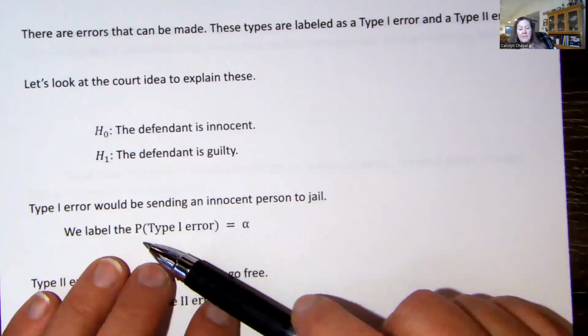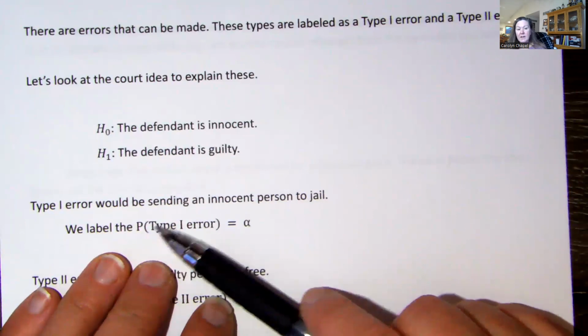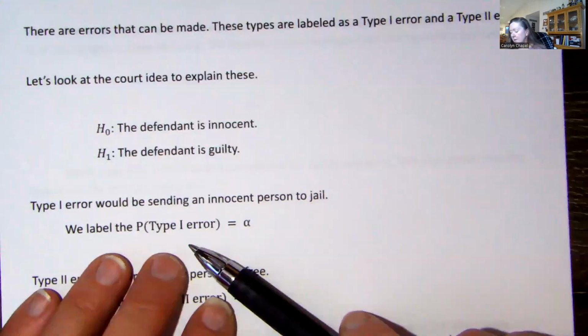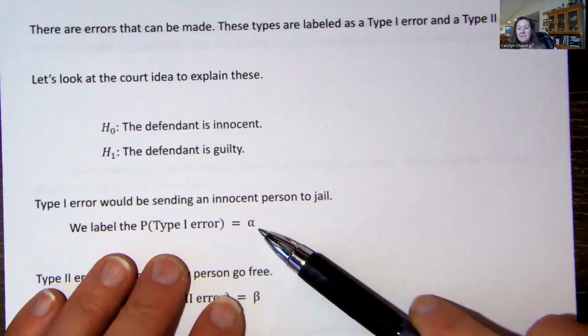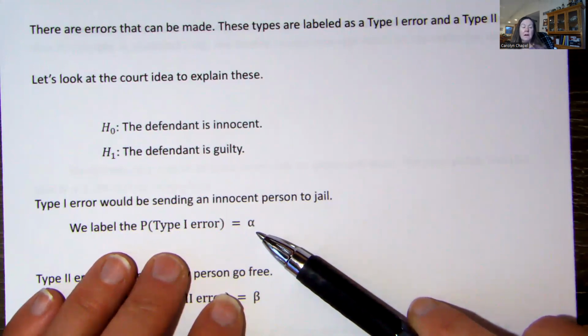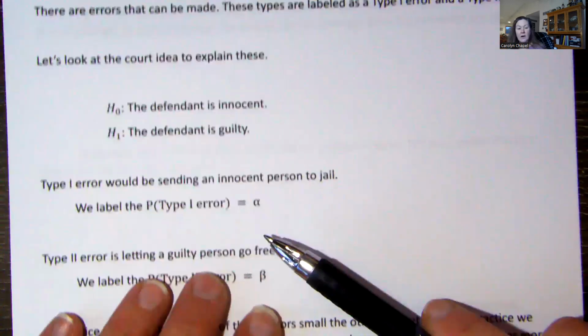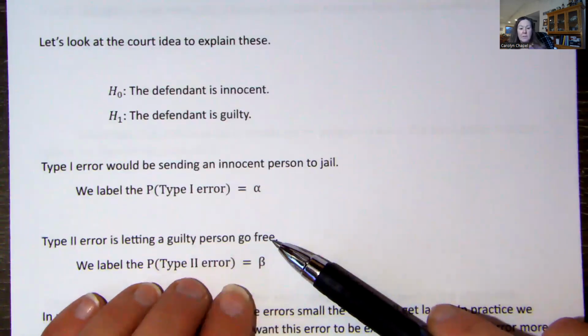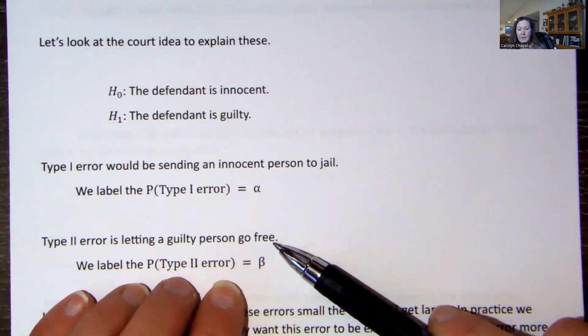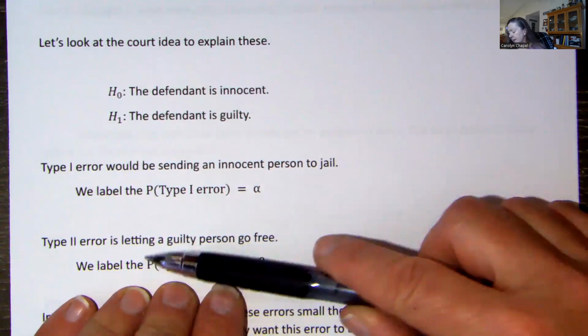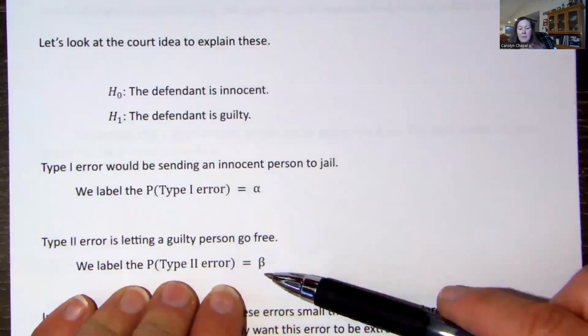The probability of that happening, this probability of a type 1 error, we like to call alpha. And yes, this is the same alpha that we've been seeing all along in all of the notations that we've seen. So this alpha is carried along with us. A type 2 error is letting a guilty person go free. And we label the probability of that happening as beta.